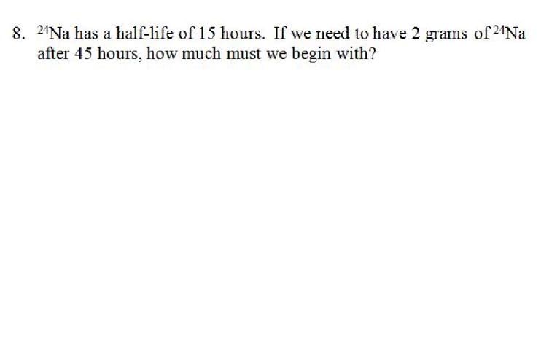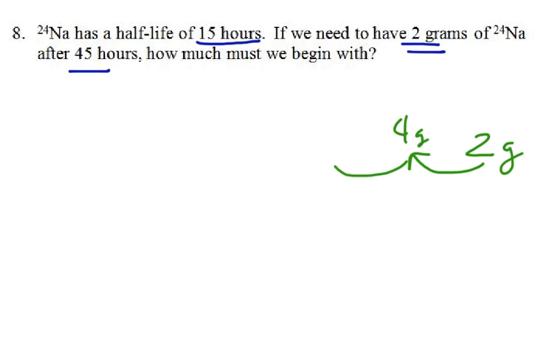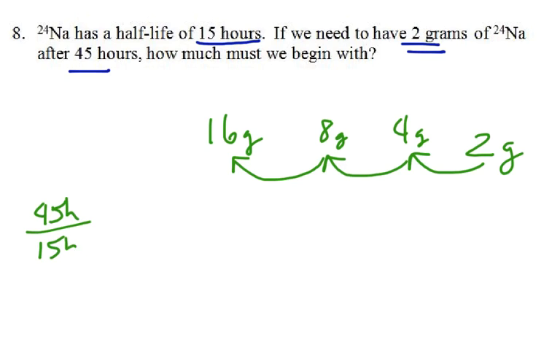A sample has a half-life of 15 hours. We need to have 2 grams after 45 hours, so how much must we begin with? So you can see this is kind of a backwards problem. So we have 2 grams that we need, but 15 hours ago I would have had 4 grams, and 15 hours before that I would have had 8 grams, and 15 hours before that I would have had 16 grams. And the question is, how many times do we have to go back? So if I have 45 hours total, and I know that 15 hours is 1 half-life, then that's 3 half-lives.